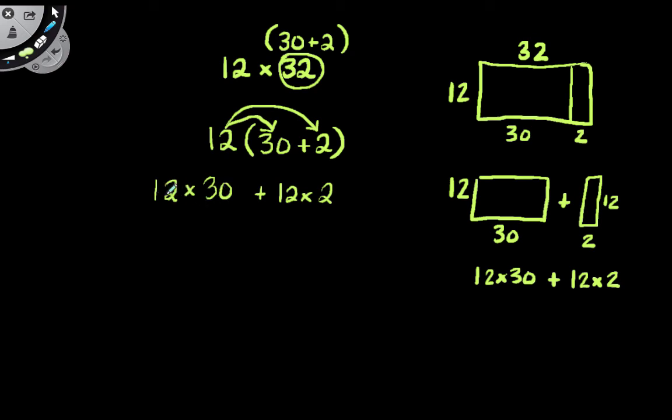So 12 times 3 is 36, and we add a 0 to get our 12 times 30. Plus, and then 12 times 2 is 24. So we have 360 plus 24, which would give us 384 as an answer. And that would be the same thing down here. 12 times 30 is 360, plus 12 times 2 is 24, and we get our answer as 384.